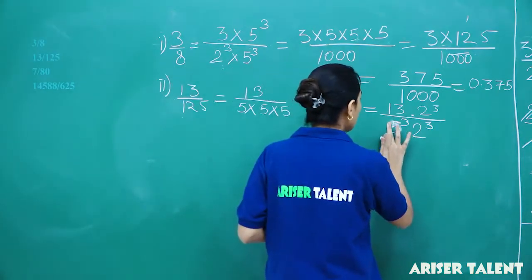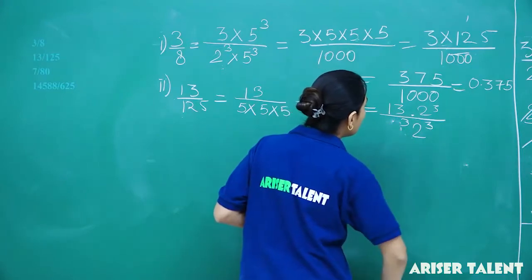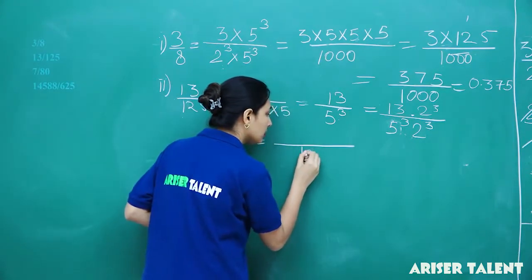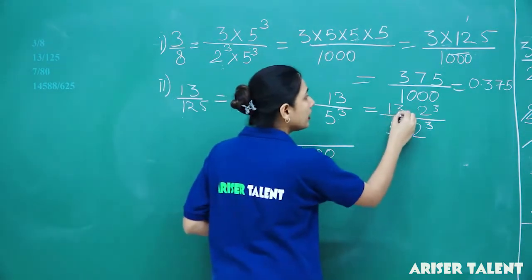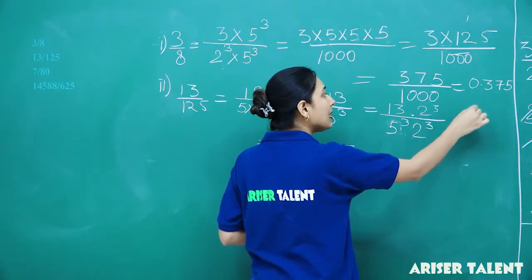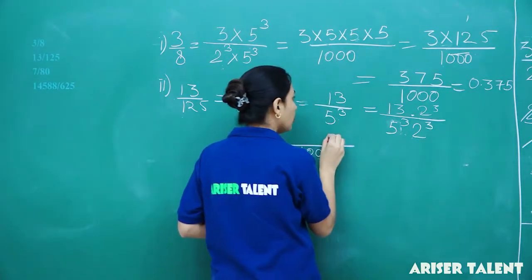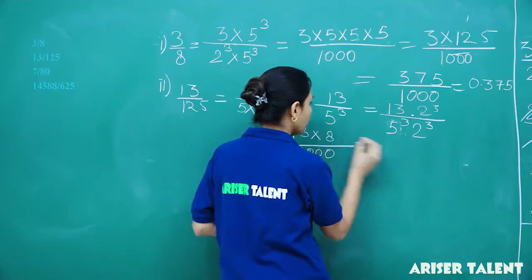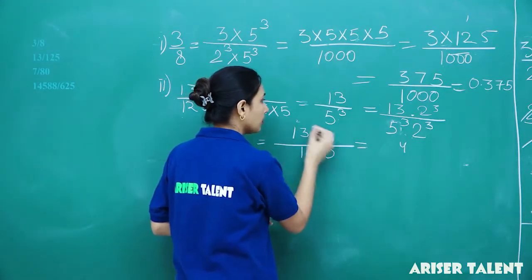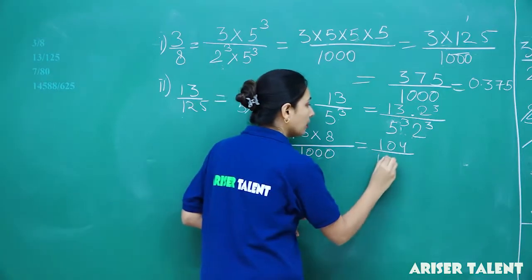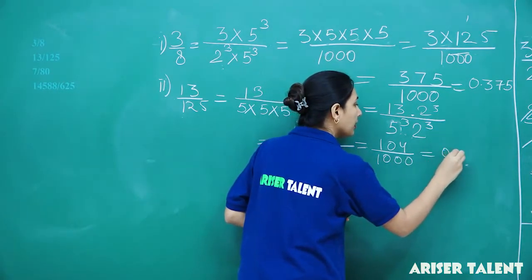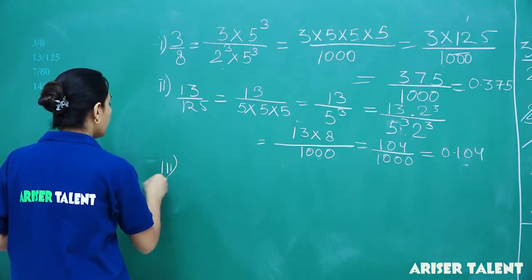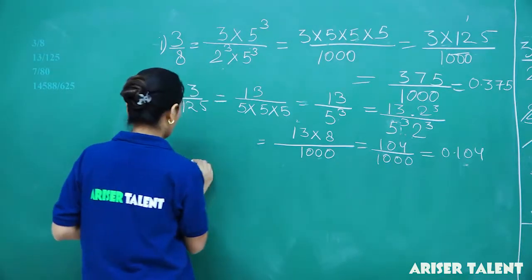So we will solve it further. It will eventually become 1000. Now 13 times 2 multiplied by 2 multiplied by 2, 4, 8. So 8 will be here. So this will be 104 over 1000. So it will become 0.104. Now I am practicing this third point here. The fourth you have to do on your own.